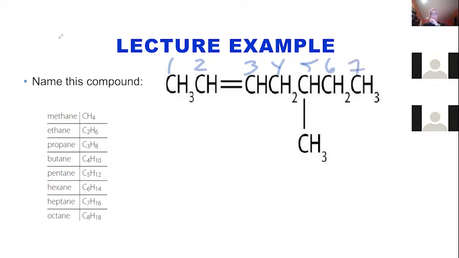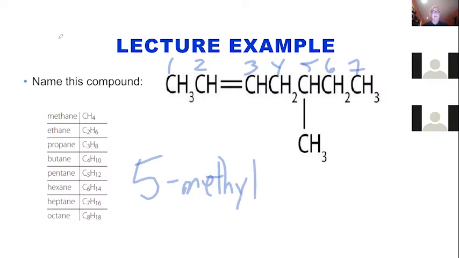Correct. And there's a substitution at what position? Nope, I was double reading the double bond. 5. Right. So what are we going to call this thing? Remember, we name the substitutions first, and then we give the root name. So what are we going to call it? Is it 5-methyl? 5-methyl. Heptene?